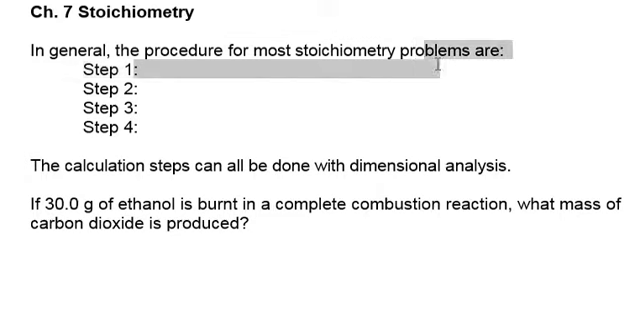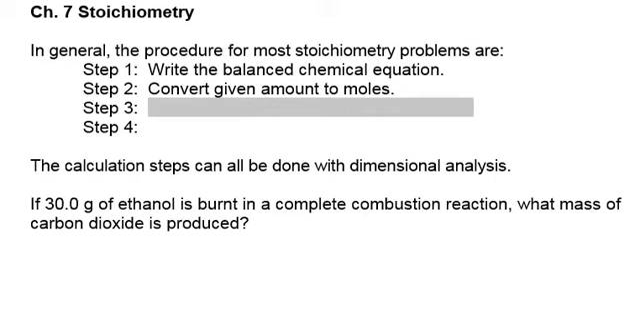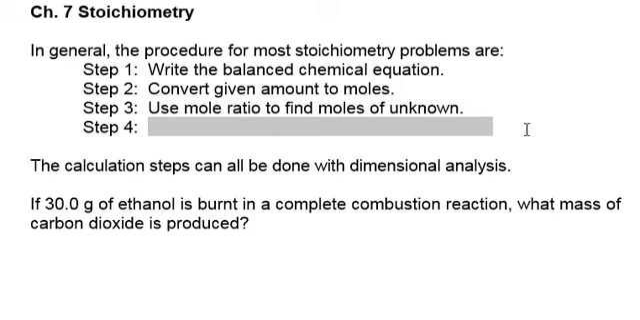So the first basic step in most stoichiometry problems is to identify the chemical equation, right? So identify all the reactants and products and balance them. Second step, calculate the moles of our known value. So there's usually something that we know enough about to find the moles. Third step is to use that mole ratio to find the moles of the unknown. And the last step is to convert moles into whatever units it is that you're looking for.